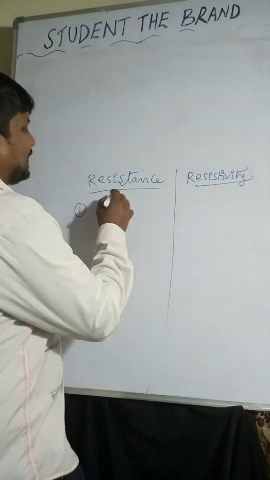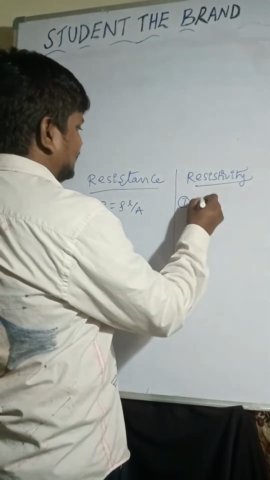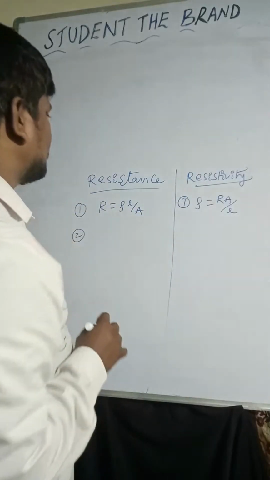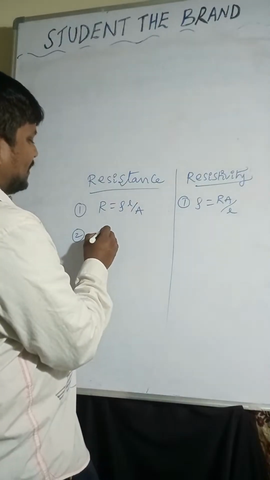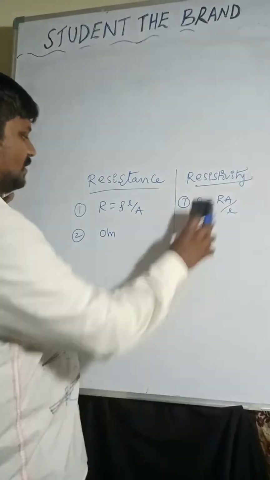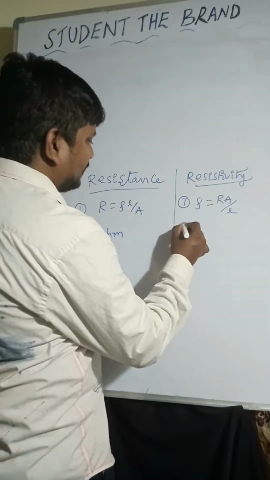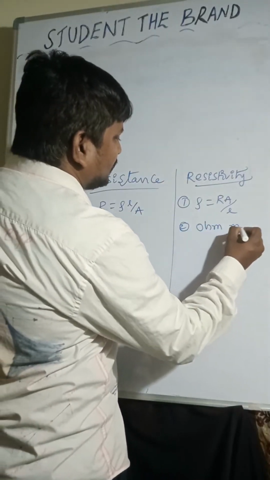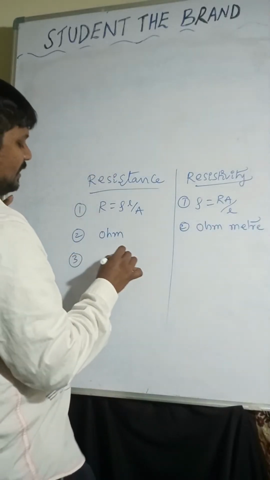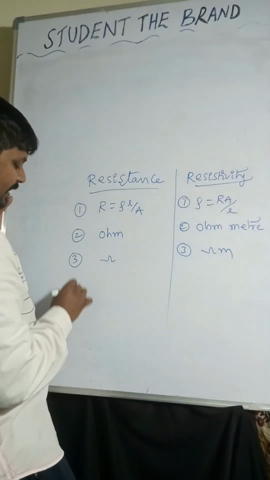Okay, then. Resistance R equal to rho into L by A. And the first one is resistivity equal to RA by L. And coming to the second one, SI unit of resistance is ohm. Sorry, here ohm only. Resistivity is ohm meter. Here it is ohm, and here it is meter. Ohm meter. So this is the SI unit. And coming to the symbol, we can take rho, and here the unit is ohm meter.